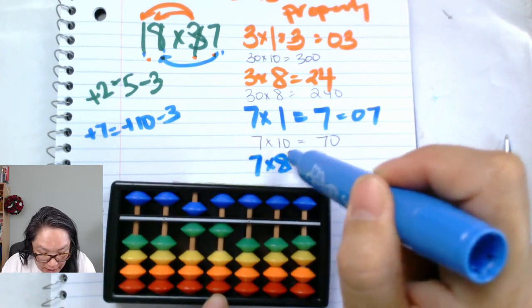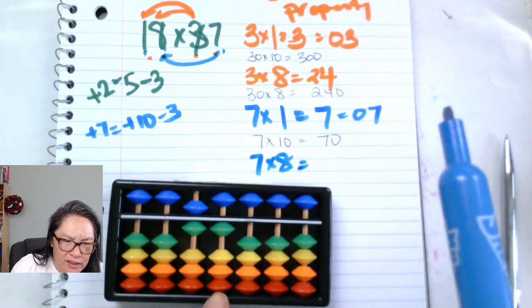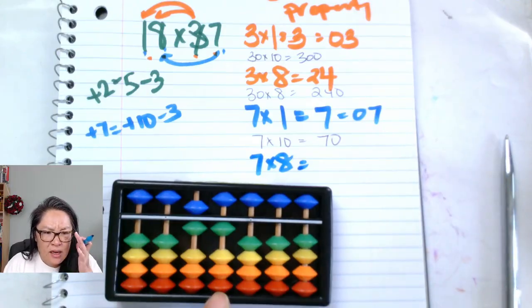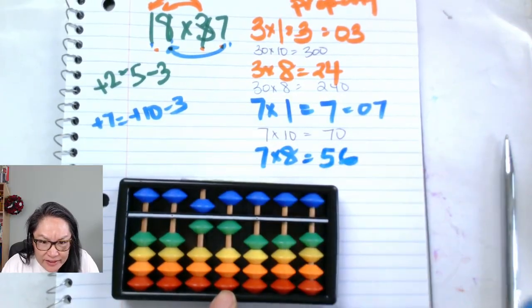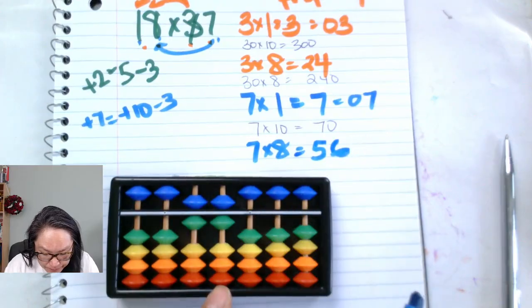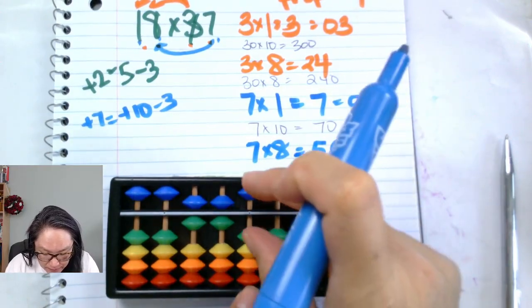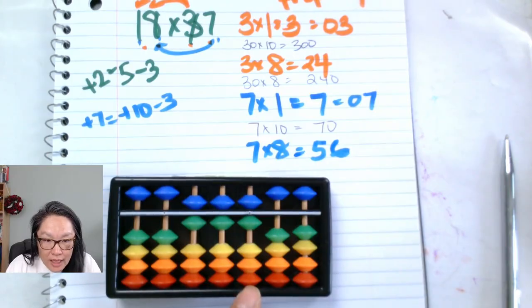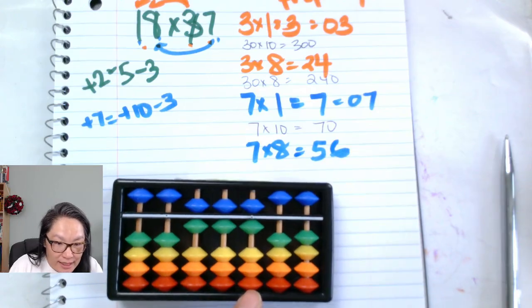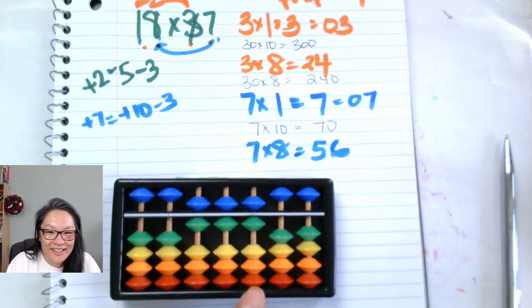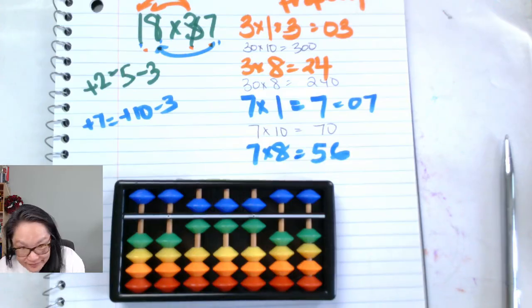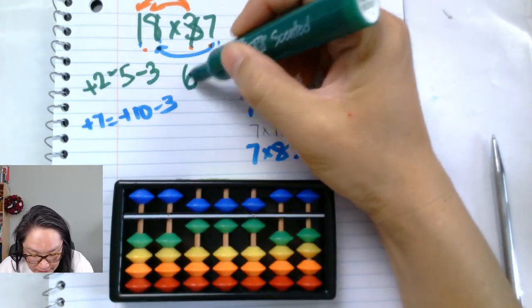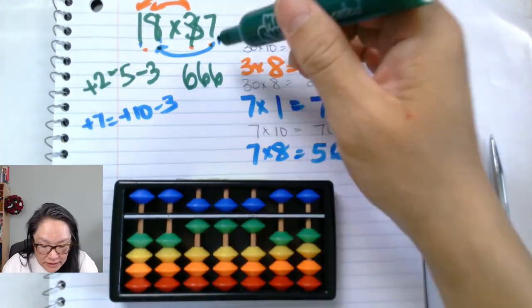And then 7 times 8 is, oh my god, what's 7 times 8? Is it 56? Right? 56? Good. Add the 5. Add the 6. 666. I'm not sure if anybody's religious, but that's the answer. 666 is the answer.